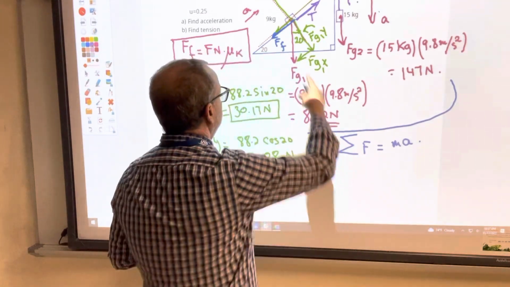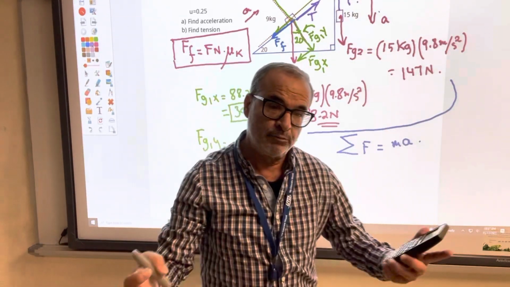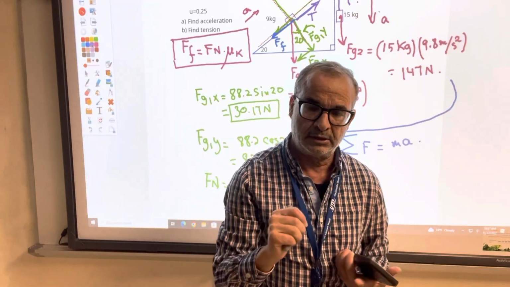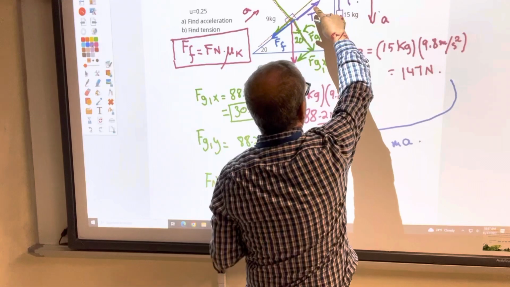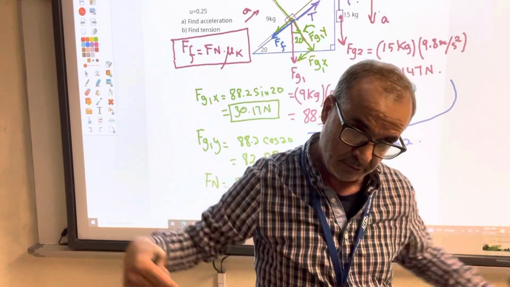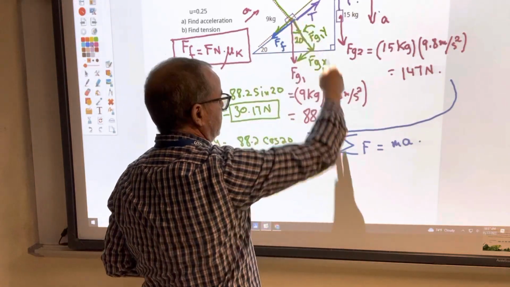You can actually use that as one system and that one as a separate system, or you can put them together because they are connected. And the two tensions, they cancel each other out because they're the same. If this is 10 newtons, that's 10 newtons the opposite way. So when you combine them together, they're going to be 0. All right. So let's treat the two boxes as one system.